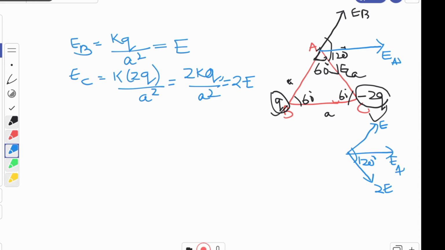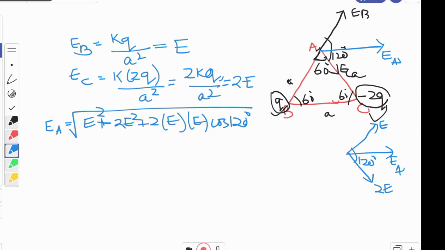So how to find out EA? EA is equal to the square root of E square plus 2E square plus 2E into E into cos 120 degree. Do it step by step. So 2E whole square, by the way, this is 2E whole square. So you will get 4E square plus E square. So directly I am writing down 5E square.